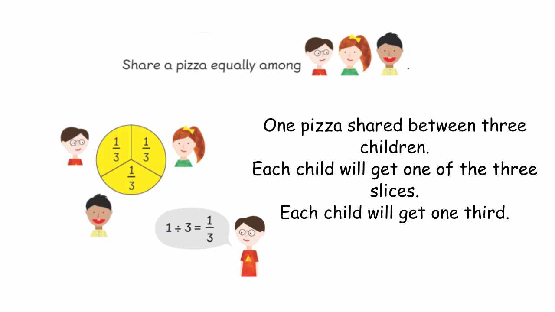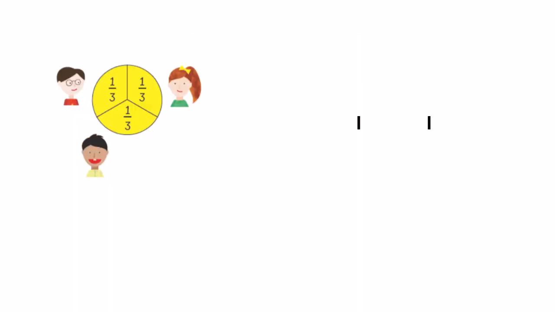Our friend is correct because we have 1 pizza which we are sharing between 3 children, and each child gets 1 out of the 3 parts. Each child gets 1/3. I wonder if we could show this learning on a number line.